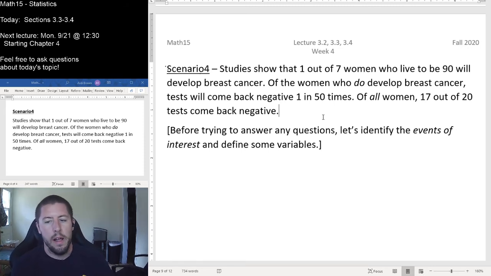Of the women who do develop breast cancer, tests will still come back negative 1 in 50 times. These are the bad ones, right?